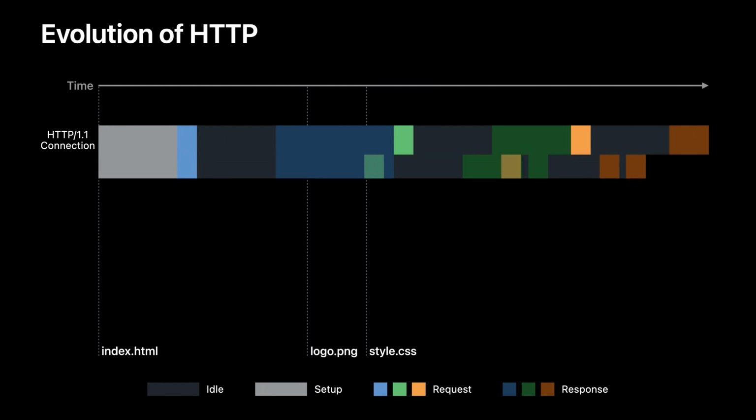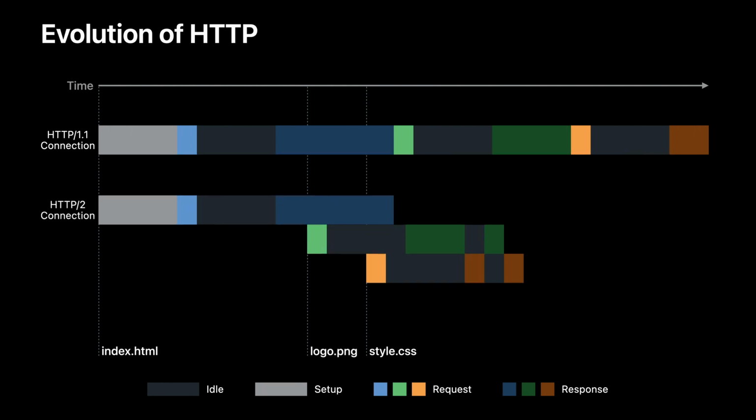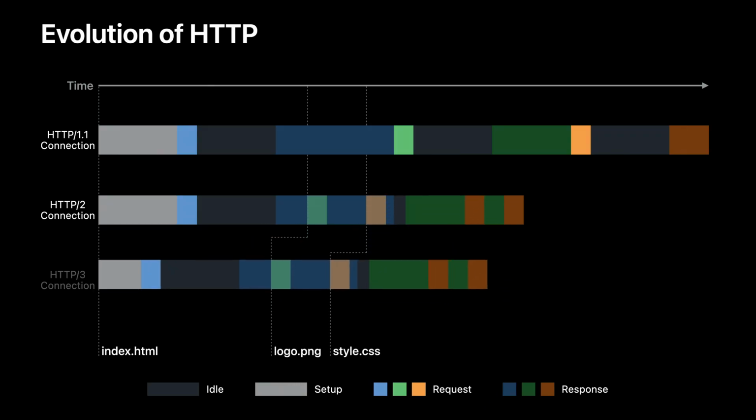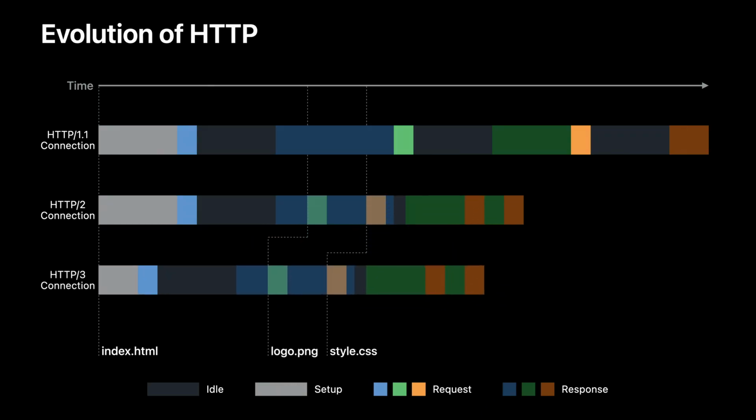HTTP2 solves head-of-line blocking by multiplexing multiple streams on a single connection. Requests are sent earlier and data from different streams can be interleaved. This allows more efficient use of a single TCP connection as idle waiting time is drastically reduced. With HTTP3, connection setup is much faster, so requests can go out sooner. However, that's not the only benefit of HTTP3.